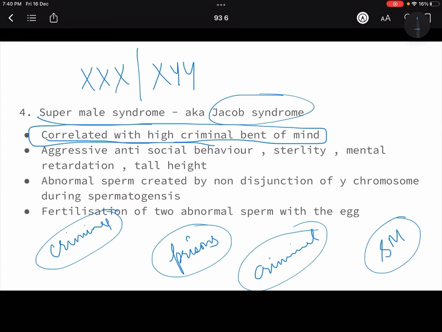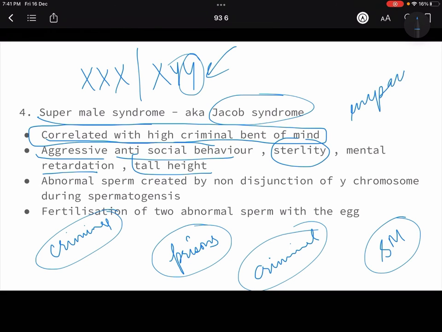This is the first thing. And then it is again correlated with aggressive antisocial behavior. That means people are very aggressive when they have an extra copy of Y. This is believed. Then there is mental retardation. People are generally tall, and there is a problem of sterility and impaired IQ. Their IQ is also a little impaired, so that means subnormal IQ is there.